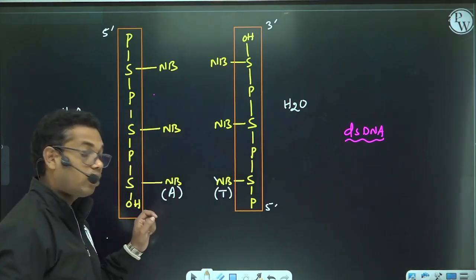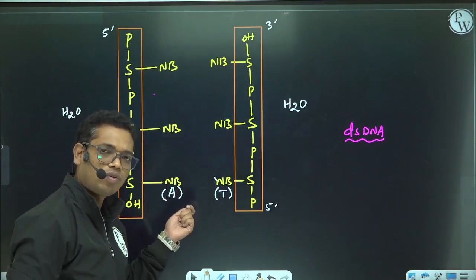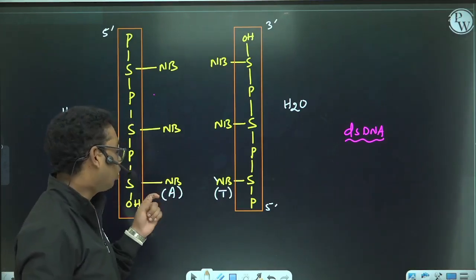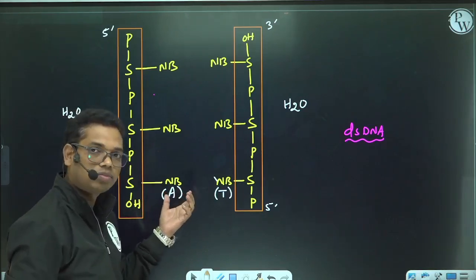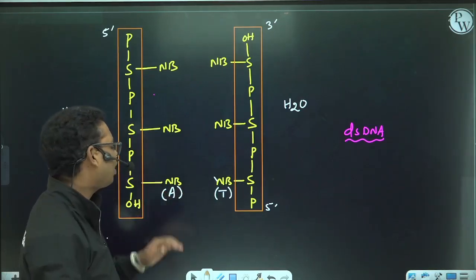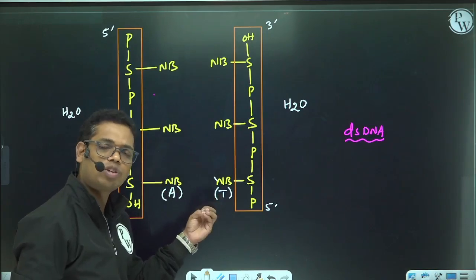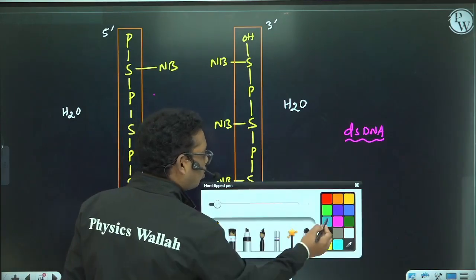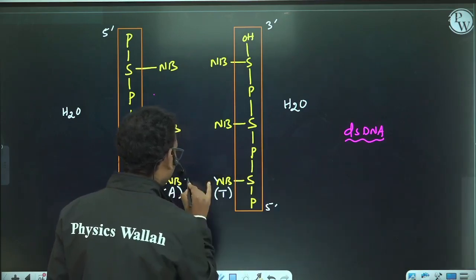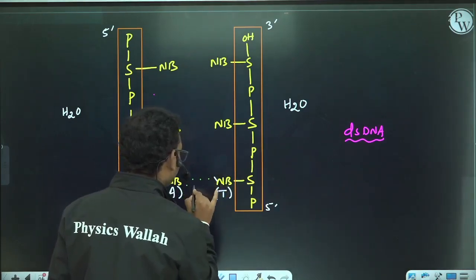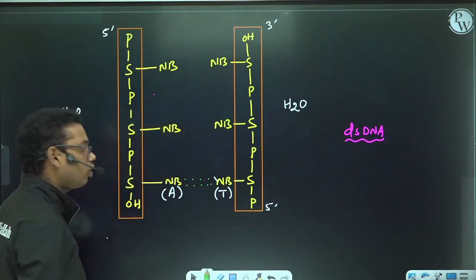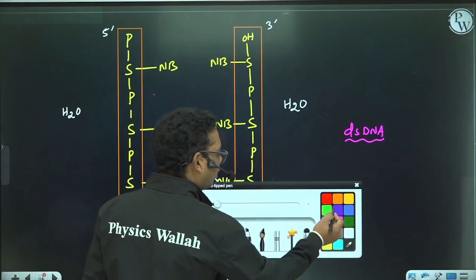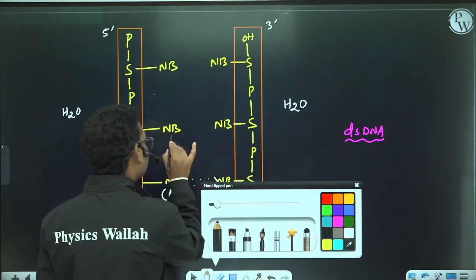That is because Watson and Crick used Chargaff's rule, and Chargaff's rule says, as everyone knows very well, that adenine always pairs with thymine and guanine always pairs with cytosine. So here, what will be the number of hydrogen bonds? The number of hydrogen bonds will be 2. So these are 2 hydrogen bonds. Clear?